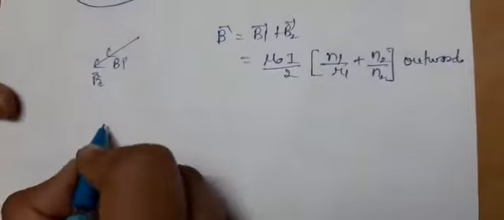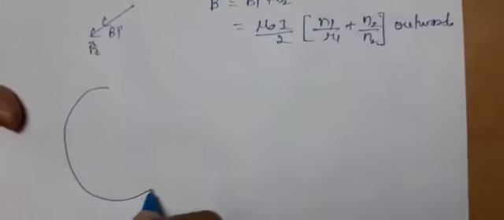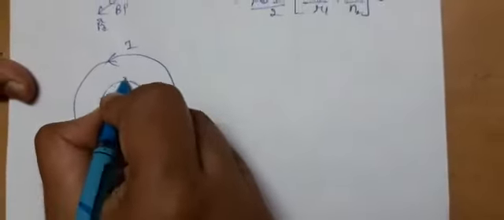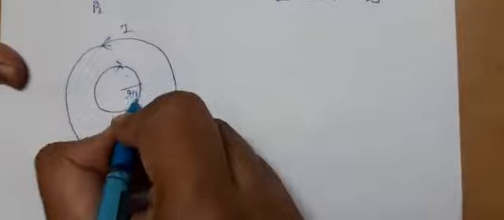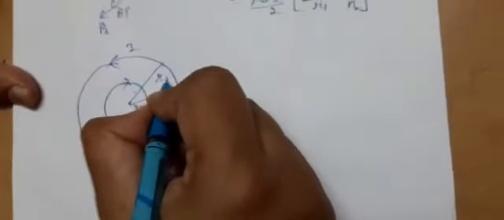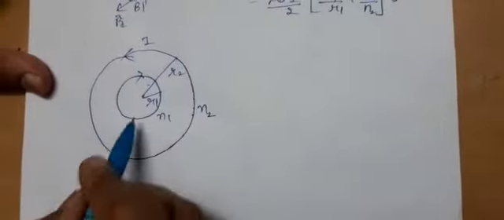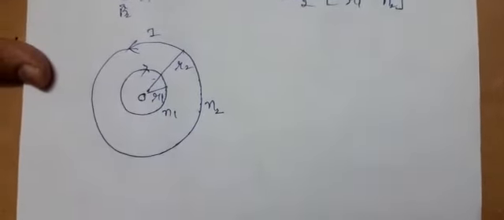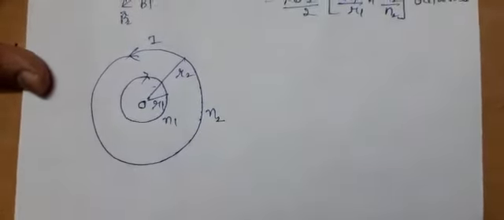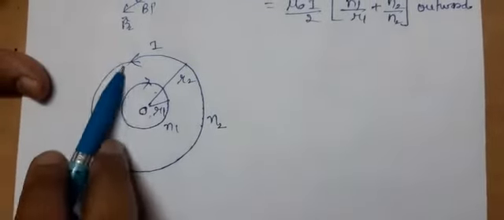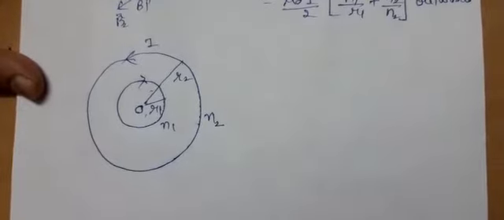Now let me take one more case. As if we have the same two rings carrying current I, but the direction of current is reversed in both the cases. All the parameters are given to be the same. Find the magnetic field at the center of the two coils having a common center carrying current in the opposite direction.